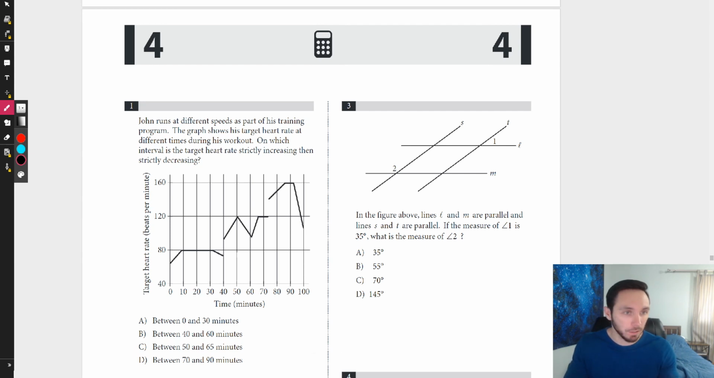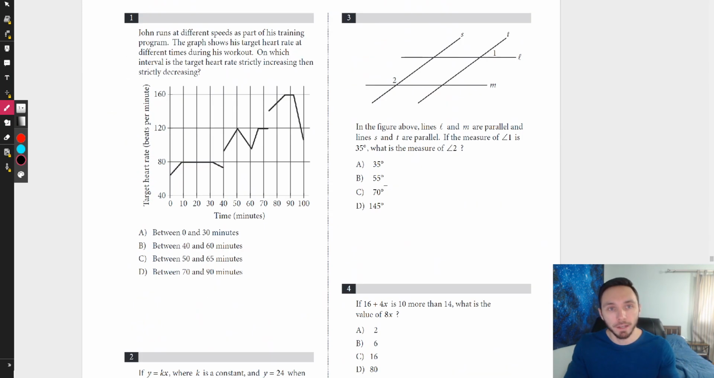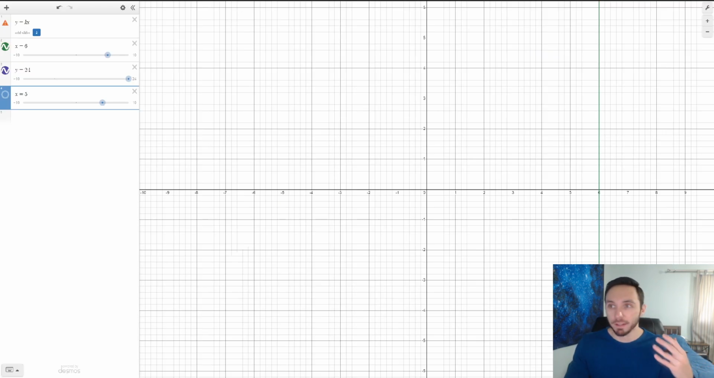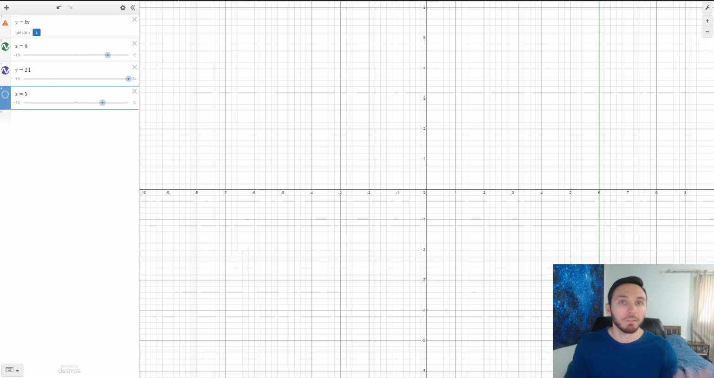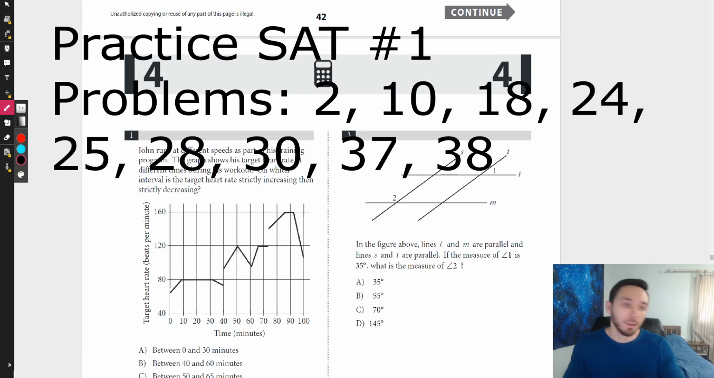So what I did was I looked through, and there's my cursor. I looked through this test and I found all the problems that could have in some capacity relied on the graph. I'm going to skip through a few of these. What I have ready is the graph for those 9 problems. I chose 9 problems that very much rely on the graph. So let's build some graphical intuition together.